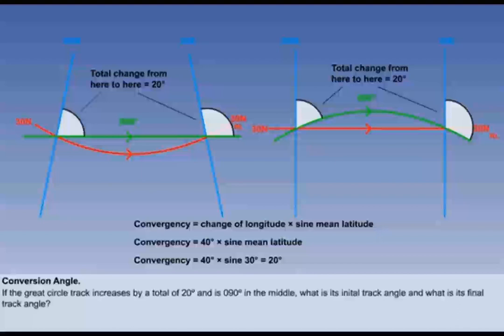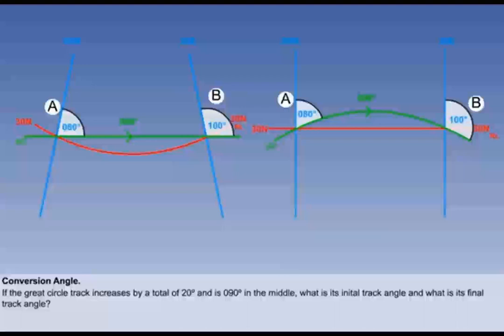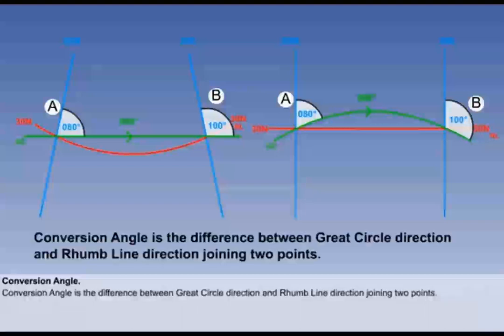Remember the DIID rule. If the great circle track increases by a total of 20 degrees and is 090 in the middle, what is its initial track? And what is its final track? If the track angle increases by 20 degrees and is 090 in the middle, it must start on 080 degrees and finish on 100.